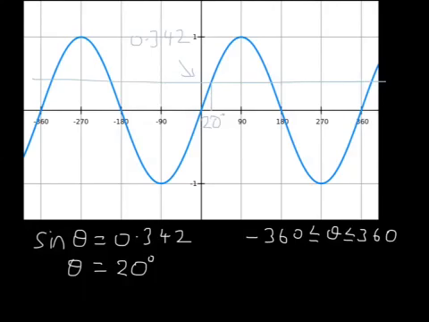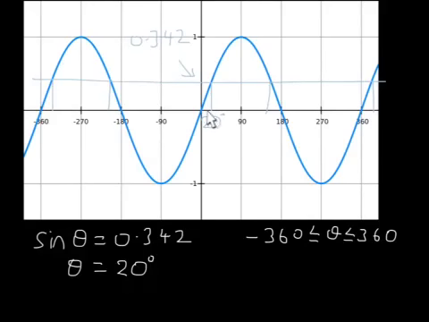The point is there's other values for which sine theta is 0.342. And those values are here, and here, and here. There's also one there, but I don't need that one because that value is over 360, and we know that the theta angles are between 360 and minus 360. So we need to find that angle there, this angle here, this angle here. And to do this we use the symmetry of the sine graph.